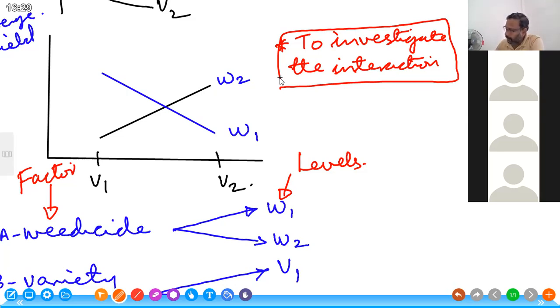Without combining these 2, if we decide the first experiment and then the second experiment and apply them separately in 2 different experiments, then we cannot talk about this interaction. We will define what this interaction is in a few minutes.